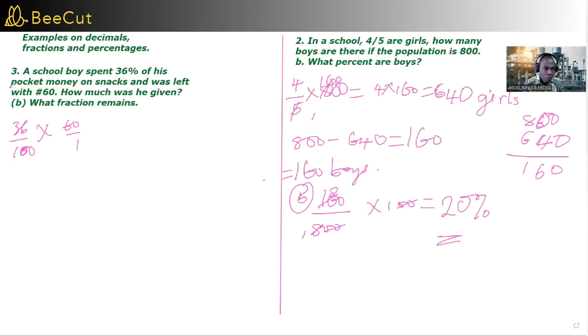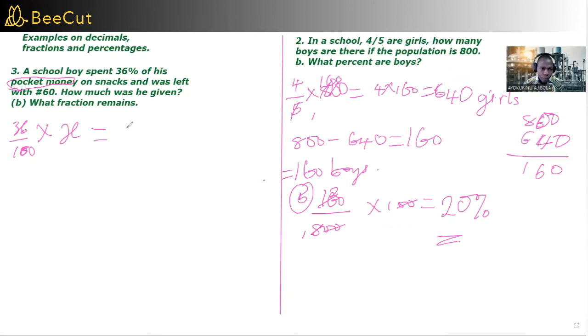So he spent 36% of his pocket money. Yeah, so this is the pocket money, and this is going to be X, or A or B or any alphabet. So he has spent 36% of an unknown amount of money that you're looking for. And how much remains when he spent 36% of it, according to the question?